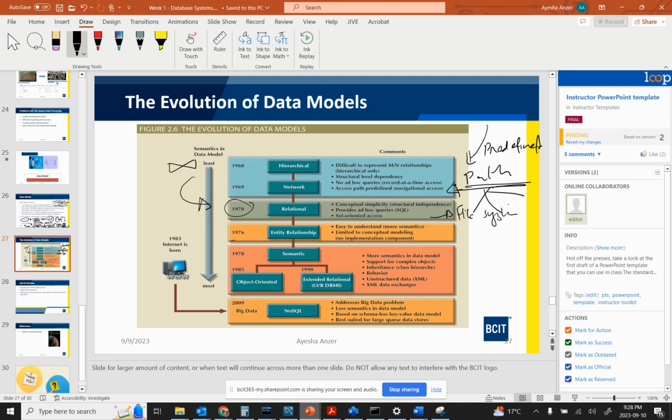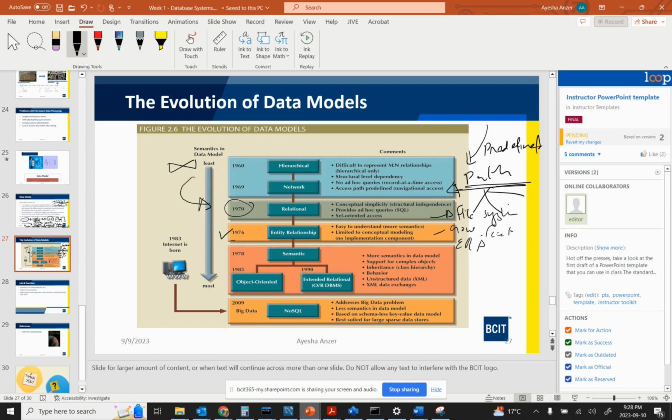Then we came up with the entity relationship model, with more semantics. It consists of a number of semantics, of which we have two types. We will use Crowfoot ERD diagrams, and we will discuss that further in the upcoming weeks. Then we have the semantic model, which is mainly for unstructured data. We already discussed what unstructured data is during our class. It has more objects, more complex objects, and it also uses XML. It is categorized into two categories also.